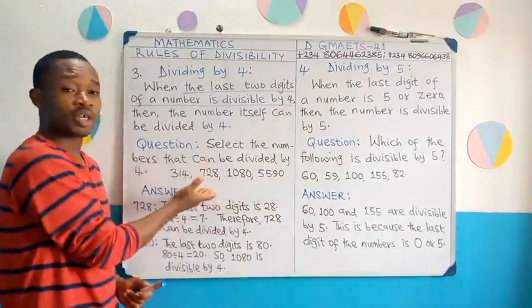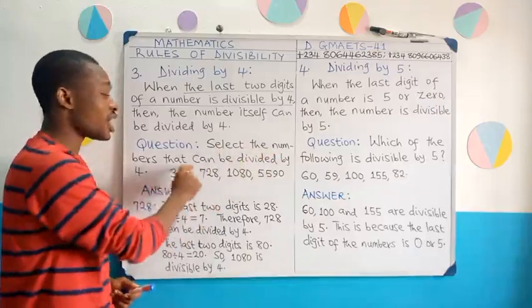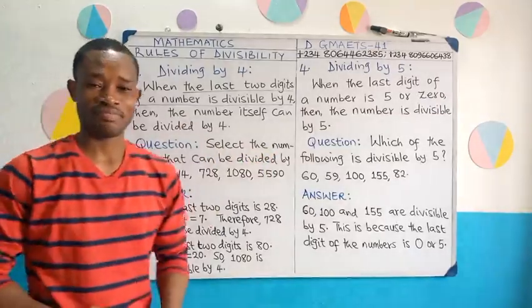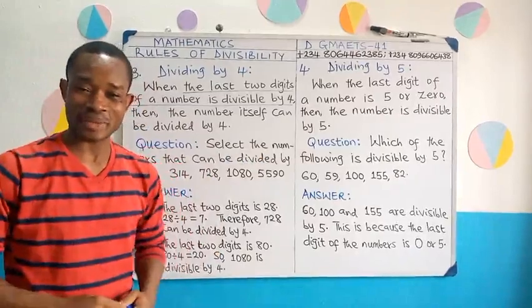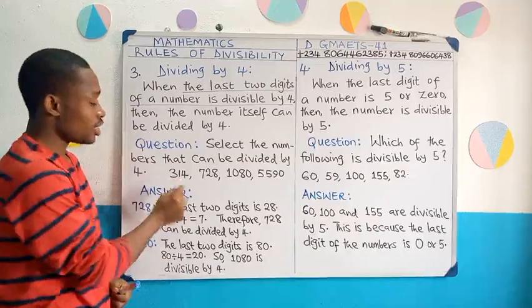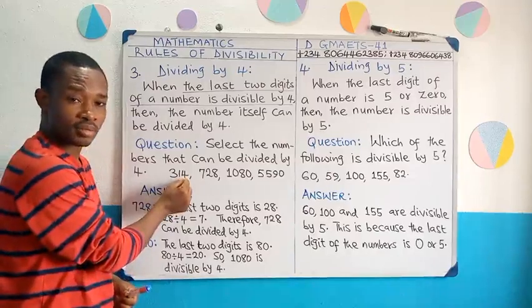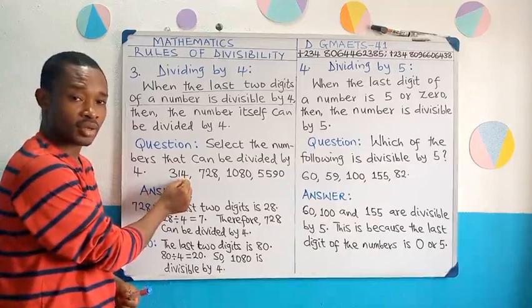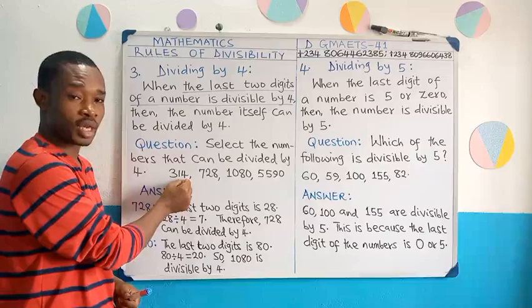We have a list of numbers, and we have to select the numbers that can be divided by 4. So how would I find this out? Answer. Look at this 314. The last 2 digits is 14.